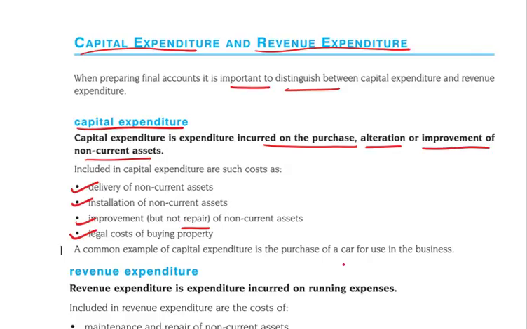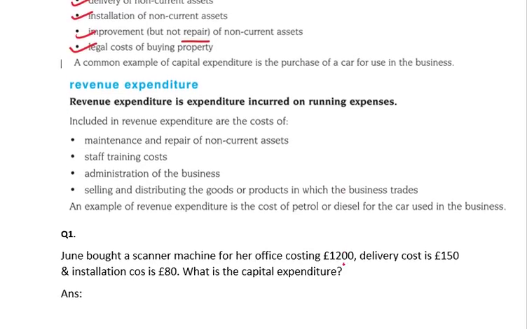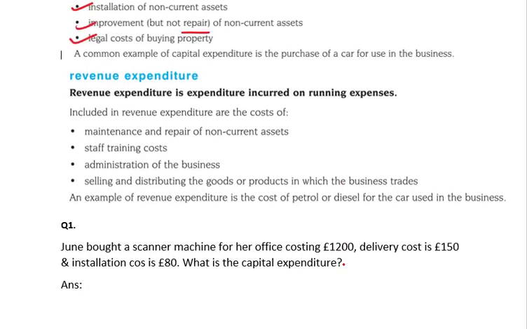Okay, let's move to the revenue expenditure a little bit, which I said is the day-to-day expenses. A running expense, isn't it? Like electricity or wages on a daily basis, monthly basis. What is also said here is maintenance and repair of non-current assets, staff training cost, admin cost, selling and distribution costs, and so on. Petrol or diesel expenses are also here. Pretty much okay with that.